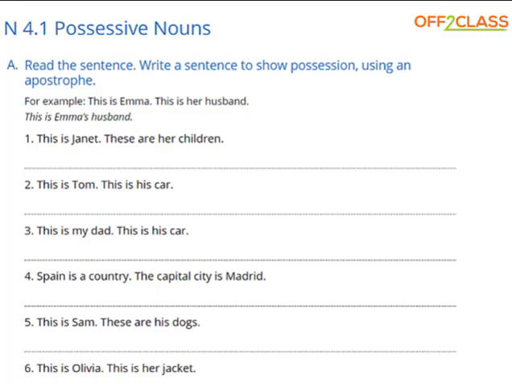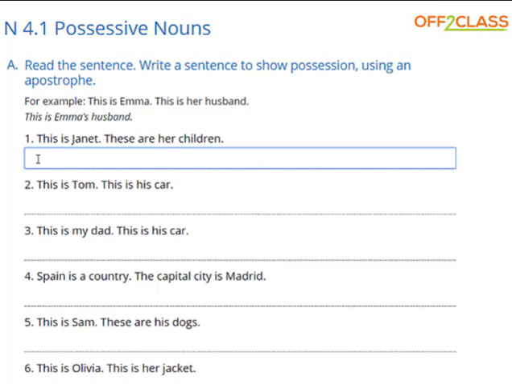Okay, let's go over the homework real quick so we can go through some examples so you have an idea of what to expect. So the first section is: read the sentence, write a sentence to show possession using an apostrophe. So for example, this is Emma, this is her husband. This is Emma's husband, right? So remember this from the very beginning of class, right? This is Janet, these are her children.